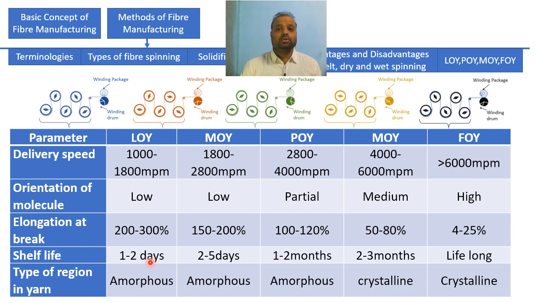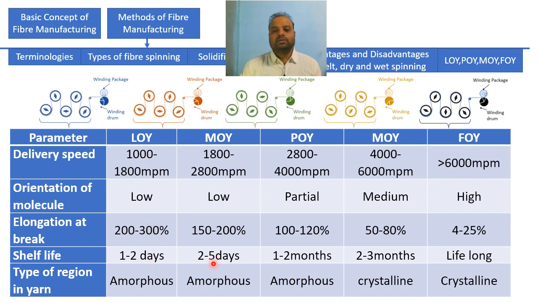Up to 1 or 2 days, you cannot do any kind of processing on it. It will lose its properties, right? So the shelf life is nothing but the time, in the form of days, for which the yarn possesses its original properties. So LOY has a shelf life of 1 to 2 days. After 1 to 2 days, LOY loses its stretching properties, you can say, right?